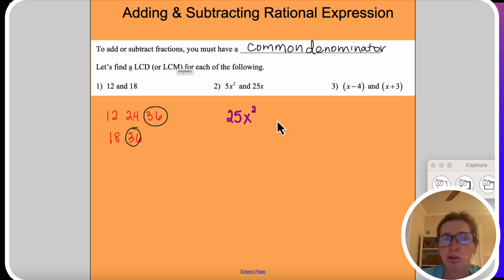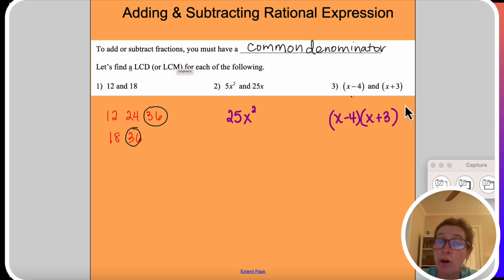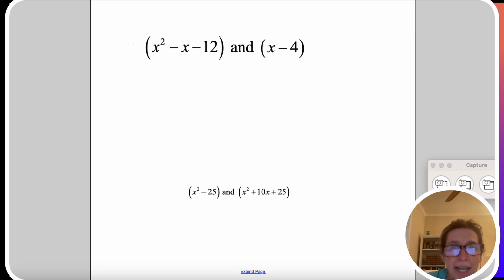All right, now it gets trickier in algebra when the factors are expressions with addition and subtraction. So x minus 4 is a factor, and x plus 3 is a factor. So the lowest common denominator, the least common multiple, would be x minus 4 times x plus 3. All right, those expressions are in factored form. It is going to get a little trickier when I give you an expression like a trinomial and a binomial. You're always going to want to look at them in factored form to come up with your least common multiple.